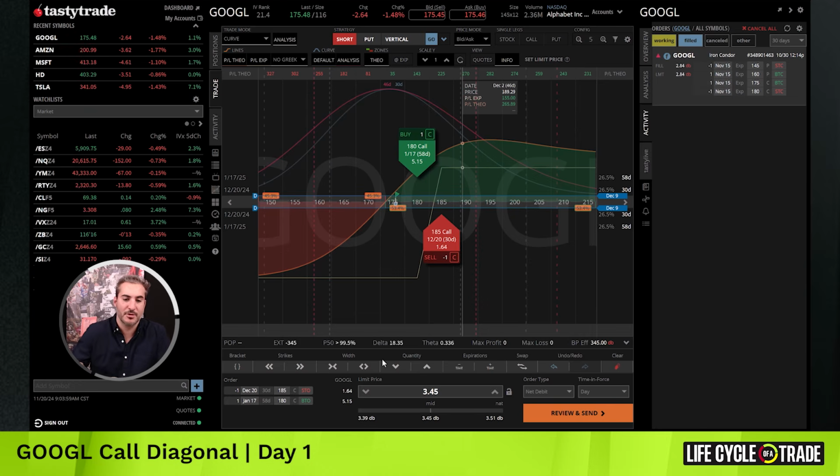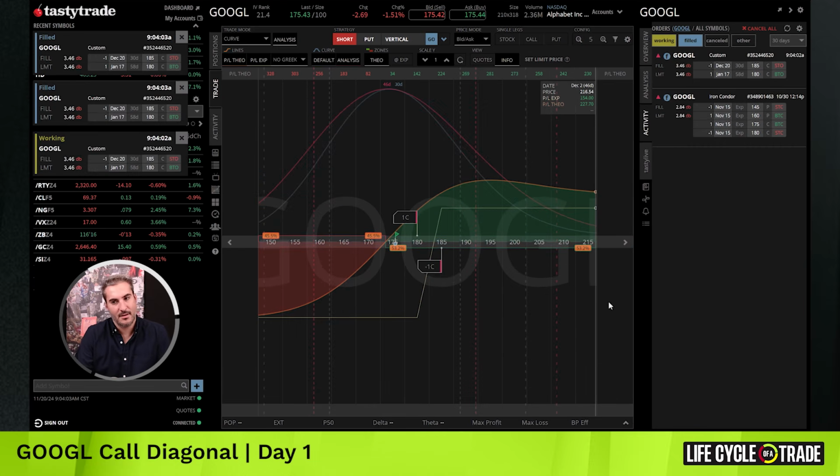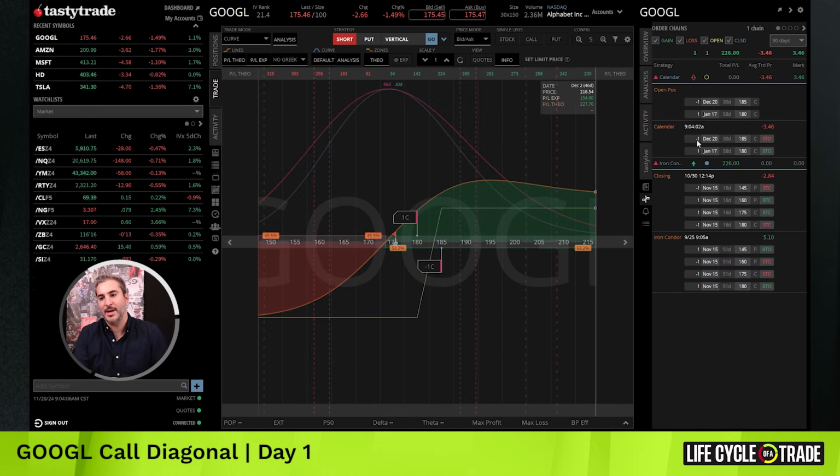So we're going to go ahead and put this one on at 345 debit. We'll see if we get filled here. 346, we gave up that penny. Nice little entry point for us, but stick around because we're definitely going to have to manage this trade moving forward. We got that coming up shortly.